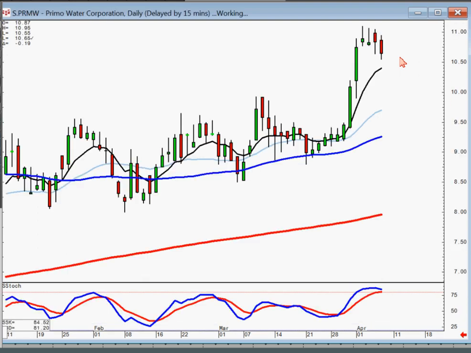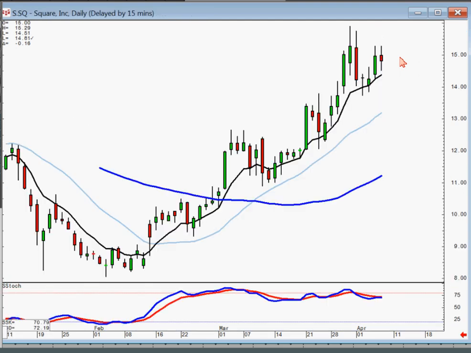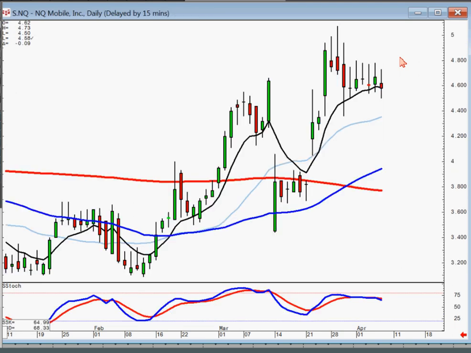PRMW, I would suspect they're going to be bringing this back to test the T-line. Square, this one has to also open positive. If it opens lower, failed to get to a new high, you're probably not going to have any strong move for a while. NQ Mobile.